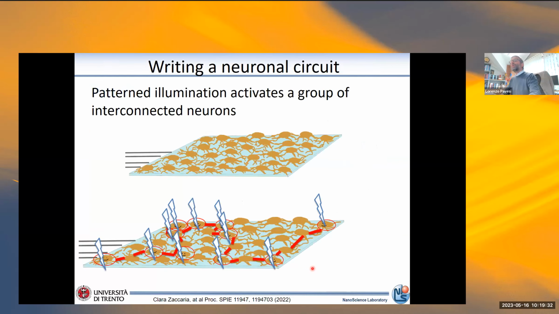And so the experiment we did was to take a culture of neurons, and then by using patterned light, try to write a given circuit, an active circuit, into the neuronal culture.